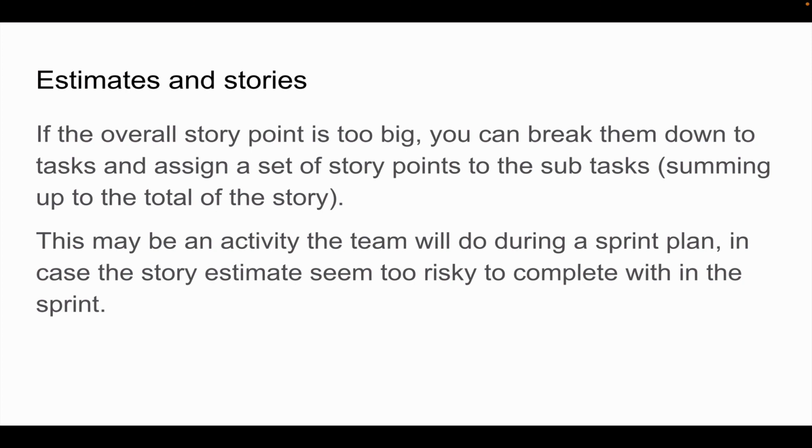If the overall story points are too big, you can break them down to tasks and assign a set of story points to each subtask. That means the subtask would have lower story points, and summing all of this up will be the total of the overall story points. This may be an activity the team will be doing during the sprint plan in case the story estimates seem too risky to complete within the sprint.